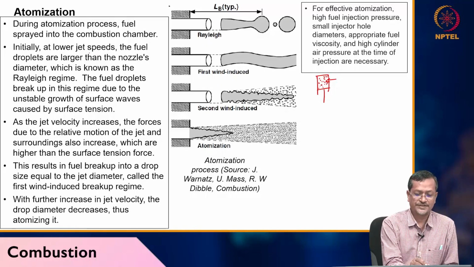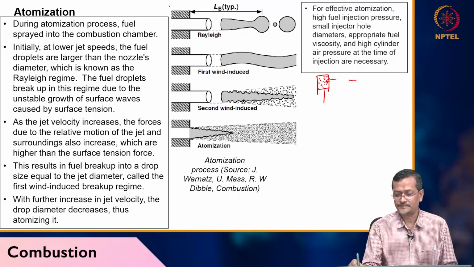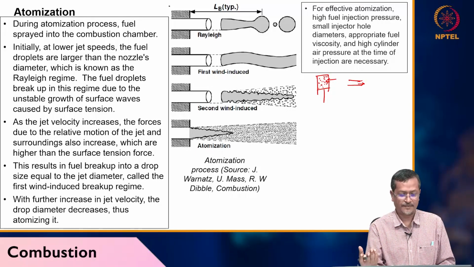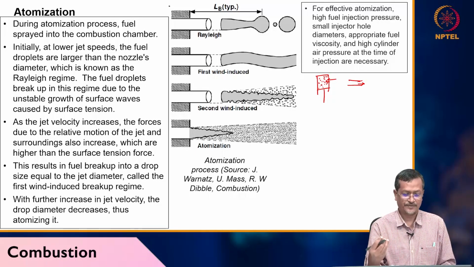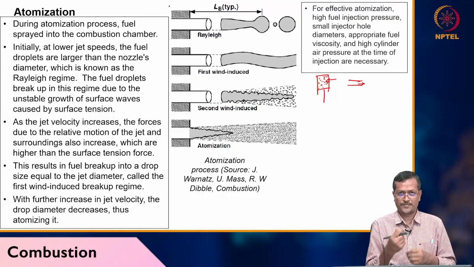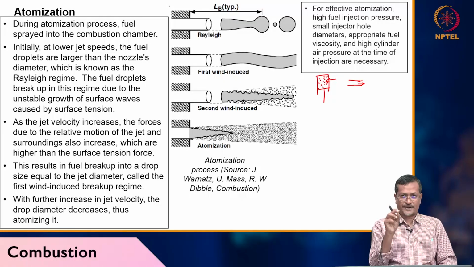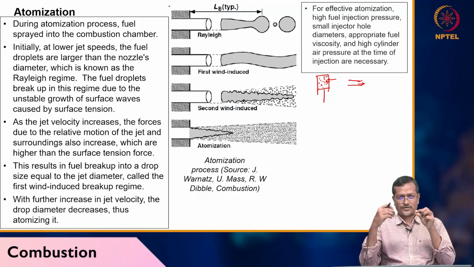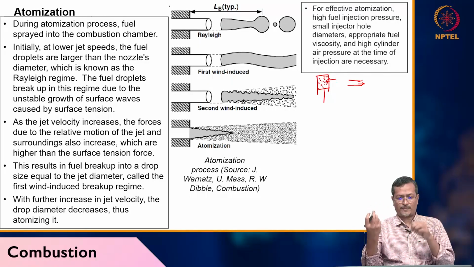Initially a lower jet speed will be there. So you have one nozzle, and initially you will have a lower jet speed. When the jet speed is low, fuel droplets break up due to the unstable growth of surface waves caused by surface tension. The surface tension property is that it tries to make a circular particle. Now you have high pressure fluid passing through the nozzle. Initially it creates a long jet, and because of surface tension it tries to create the smallest surface, then the particles are broken. With high outside pressure and instability, small particles form, completely circular.